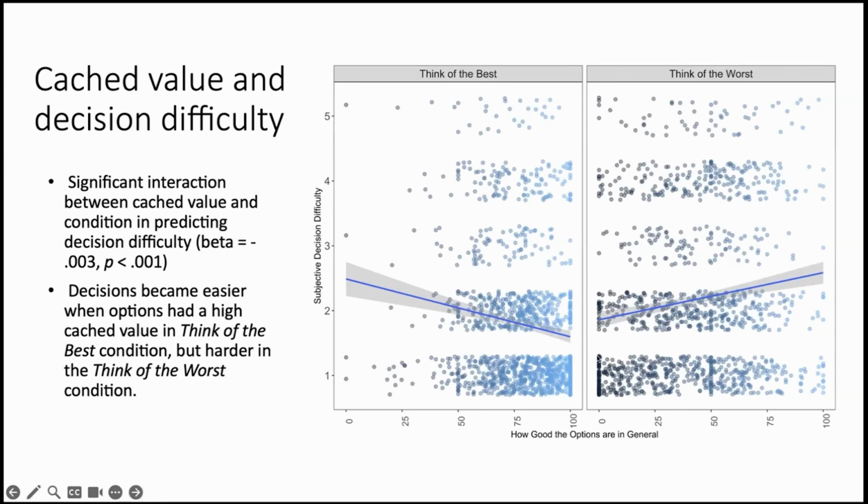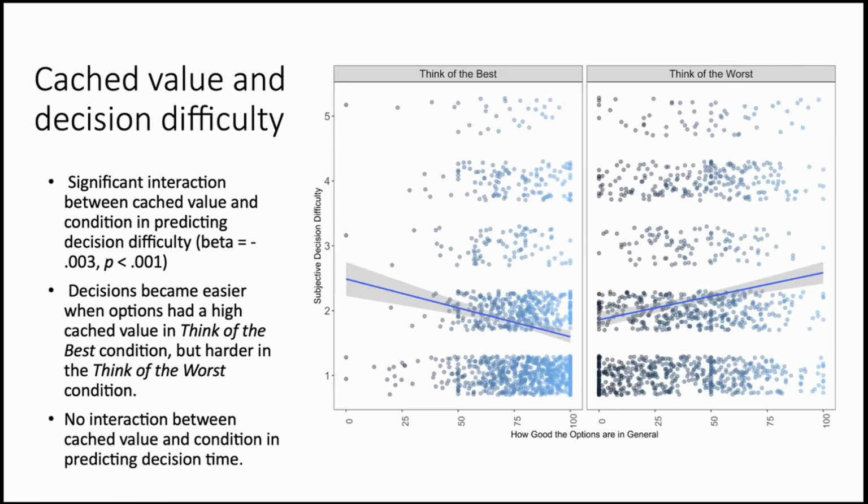subjectively rated to be. On the other hand, in the think of the worst condition, the more the options you thought of were generally perceived as good, the harder you found that problem to be. So decisions became easier when options had a high cash value in the think of the best condition, but harder in the think of the worst condition. We actually didn't find a relationship here with the decision time.